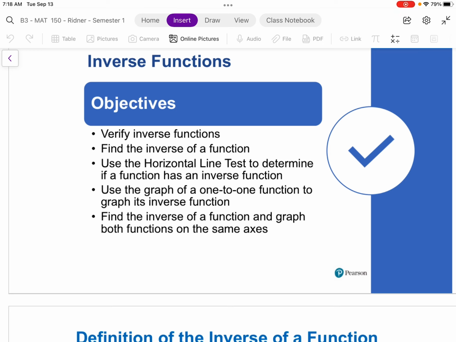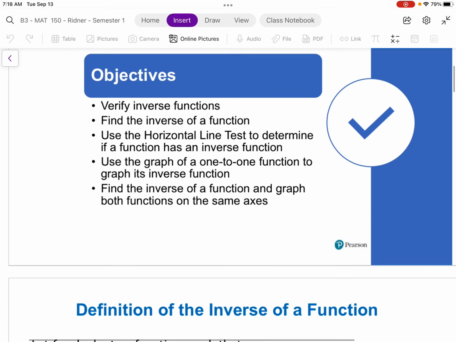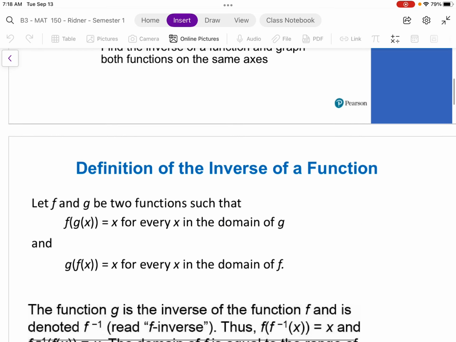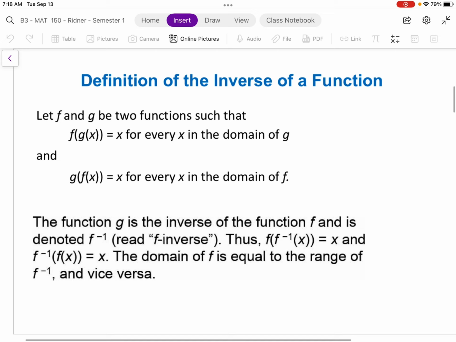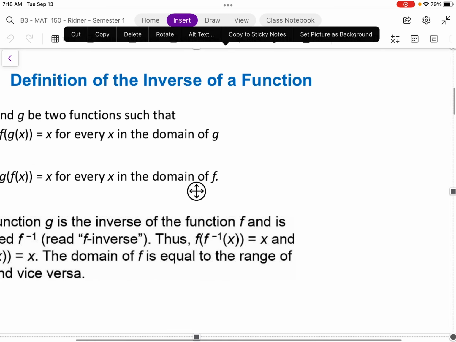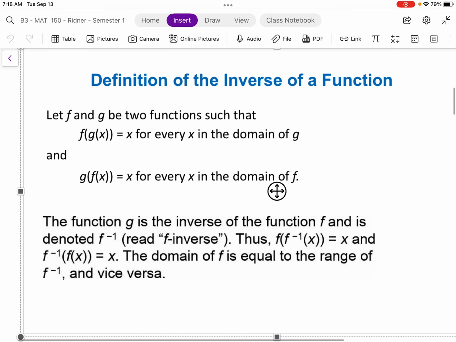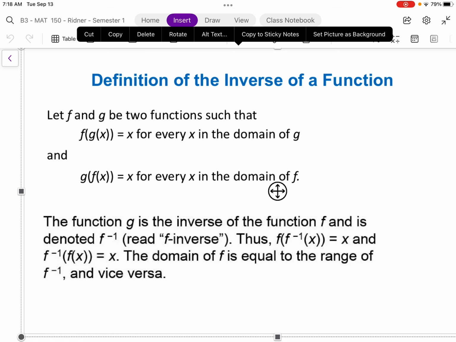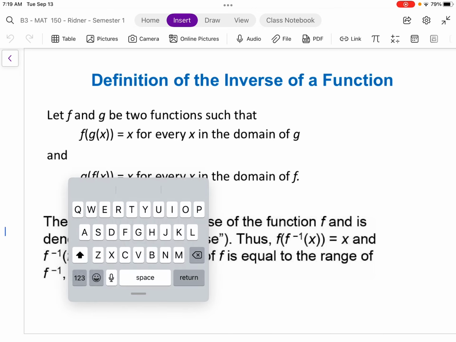Today is inverse functions. And you're going to learn how to verify, find, use horizontal line test, and graph. Your homework will be due on Thursday. So definition. One of the ways to prove that things are inverses is to find f of g of x and g of f of x, and if they both equal x, then they are inverses.